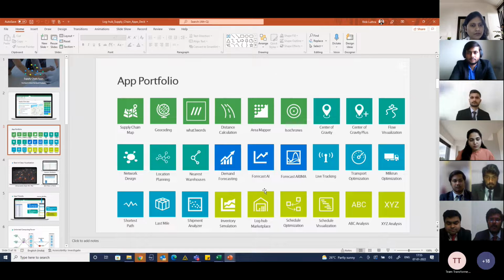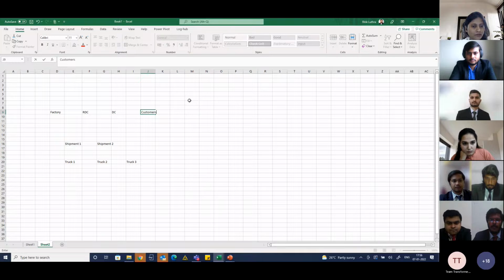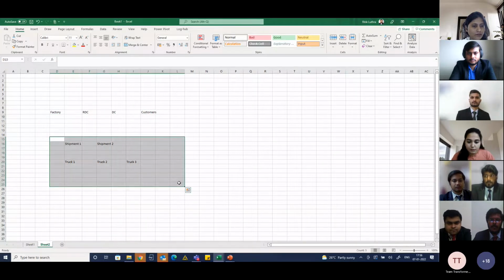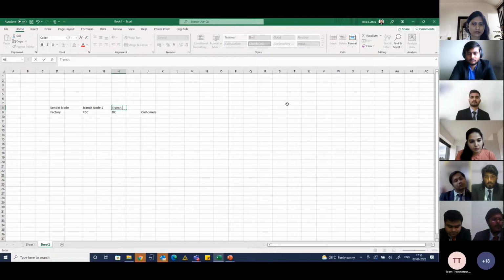What would happen if I give you a particular scenario wherein the material is going from factory? Let's consider this scenario only. So material is starting from factory, it is going to RDC, the regional distribution centers, and then it is going to customers. Now, in your whole objective, let's consider these nodes, right? We will call this sender node. If the material is starting from there, this would be transit node 1. This would be transit node 2. And this would be receiver node.